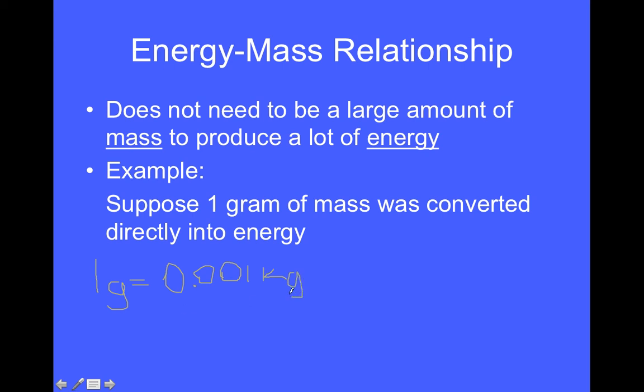So I'm going to take this 0.001 and I'm going to multiply it by my 300 million, which is 3 times 10 to the 8th, and I'm going to square that. So it's going to be a really big number. When I do that, I get 9 times 10 to the 13th, and my unit for energy is still joules.